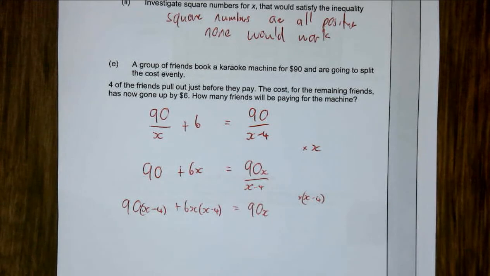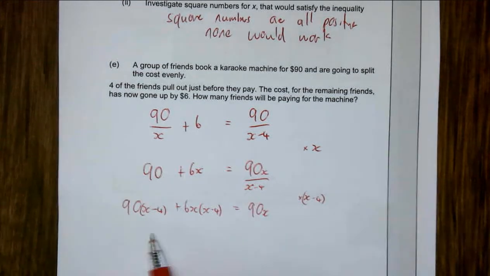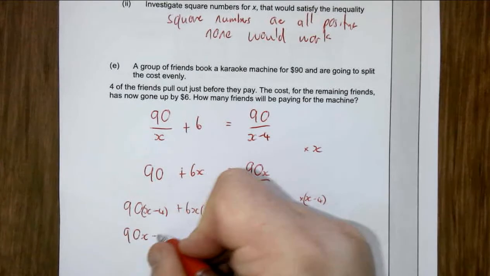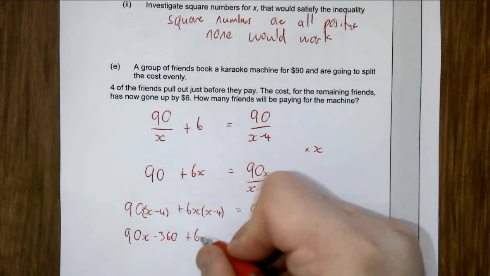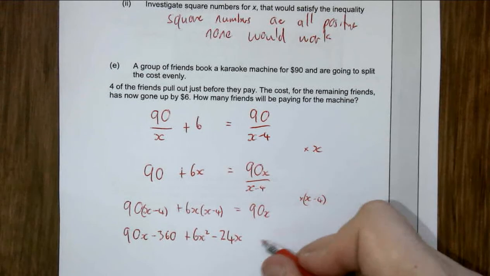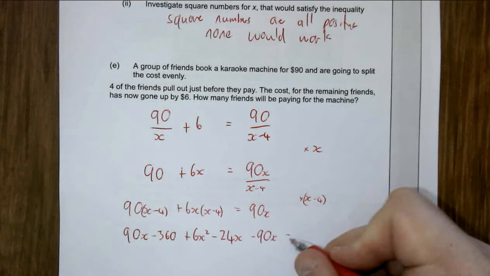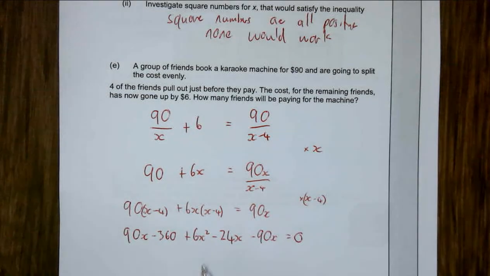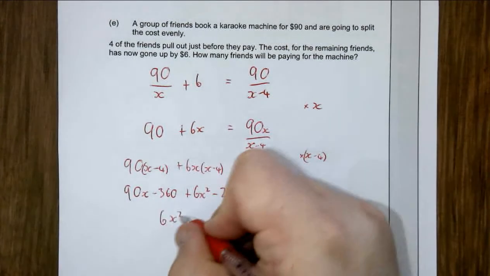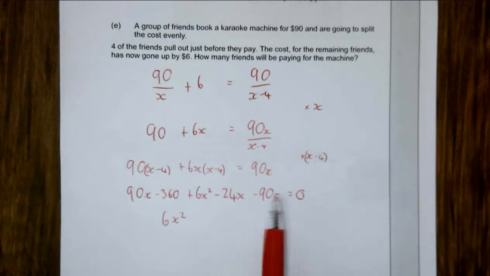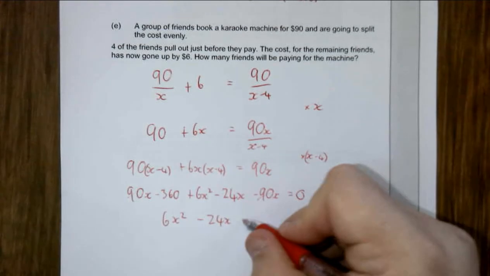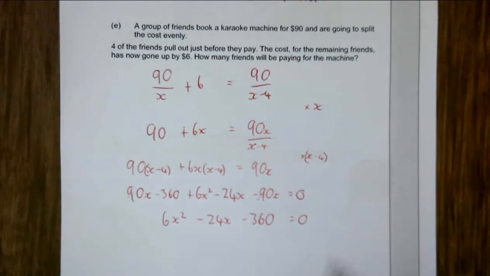Right, this looks a little bit better because there's no fractions. I'm going to expand, simplify, and bring it all over to the one side. So that's 90x minus 360 plus 6x squared minus 24x. And I'll bring that 90 across to this side, so it'll be minus 90x equals 0. Right, I'll just get all the like terms together. So 6x squared, these two will cancel off, so it'll leave me with minus 24x minus 360 equals 0. Any questions about what I did there?